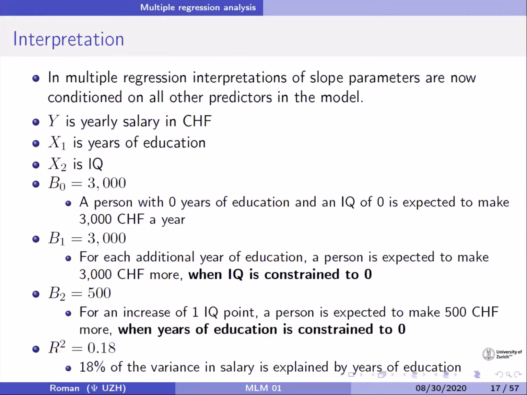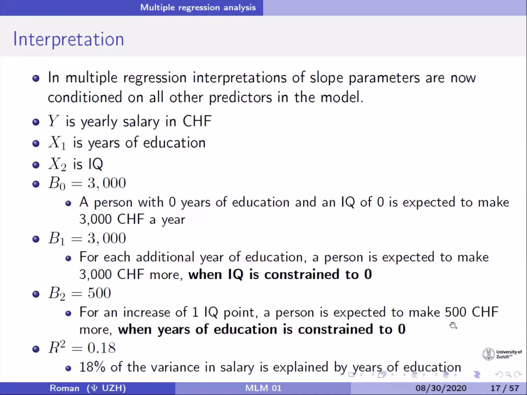For the slope of education, if we have, again, 3,000, for each additional year of education, a person is expected to make 3,000 more francs when IQ is constrained to 0. This part is important. Because we condition all predictors on all other predictors, we can only talk about the unique contribution of a predictor when all other predictors are constrained to 0. For B2, if the slope of IQ is 500, we would say, for an increase of 1 IQ point, a person is expected to make 500 francs more when years of education is constrained to 0.